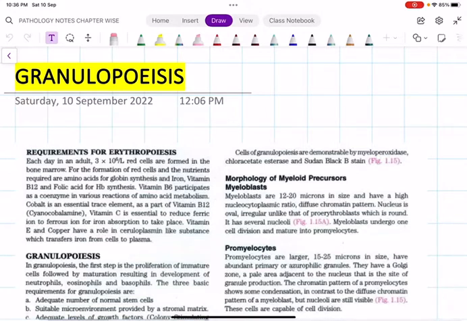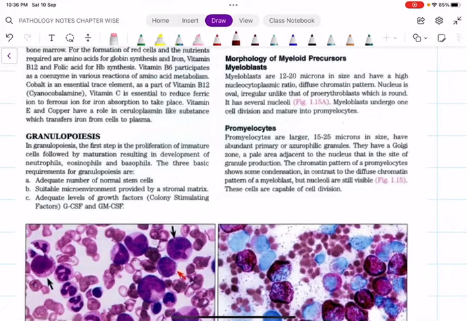In the last session we discussed erythropoiesis. Today we are going to discuss mainly granulopoiesis. The first point I have to tell you about granulopoiesis is what cells are formed as a result of it. I can broadly divide them into myeloid precursors and lymphoid precursors.